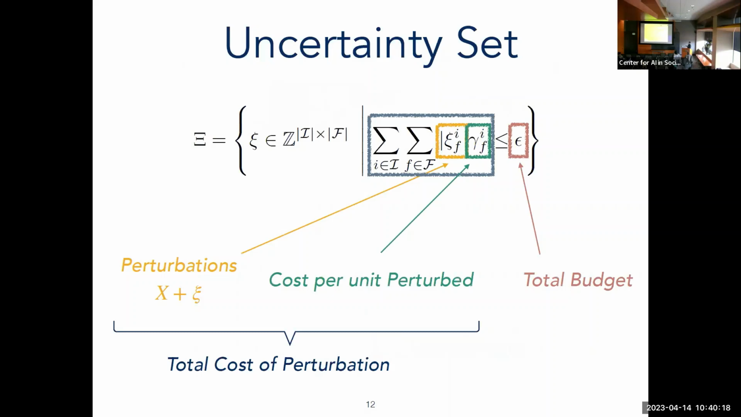This is through something called an uncertainty set in robust optimization. And here we model that by assigning a certain cost for perturbing a certain data sample at a certain feature. Then totaling the total perturbation cost, we restrict that total cost by some budget. And this will model the allowable perturbations, which then allow us to model the allowable distribution shifts we may have.